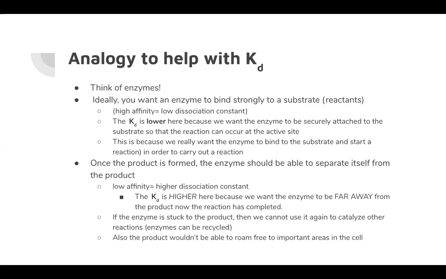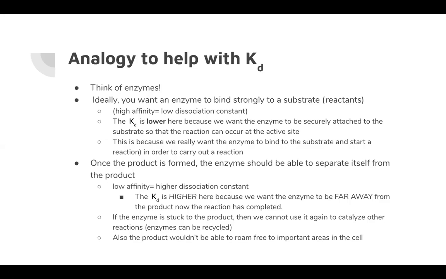This is because during the beginning of a reaction, you want the enzyme to be attached to the substrate so that the reaction can occur. And you really want it to bind tightly to the substrate so that the reaction can be performed. And then at the end of the reaction, you get product that forms. The enzyme at this point should be able to remove itself from the product molecule and separate itself. So at this point, you'd want to have a low affinity and a higher dissociation constant.